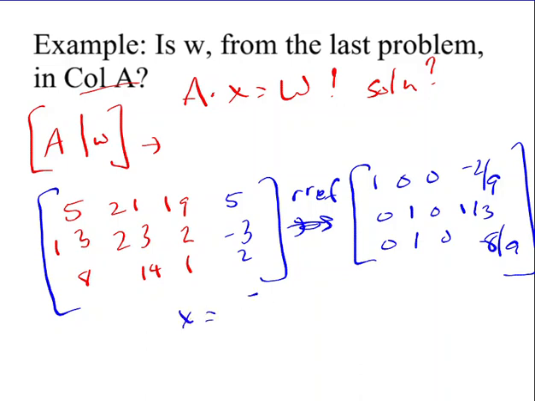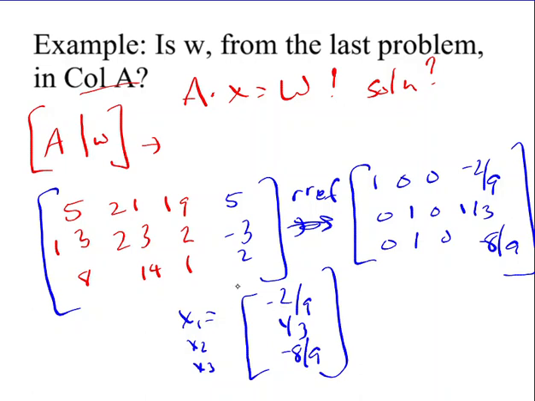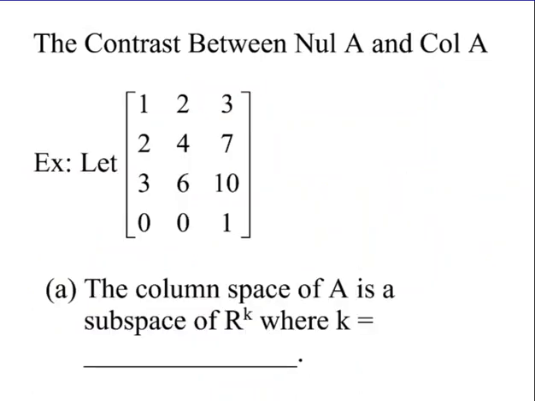Now we know what X is. X has to be X1, X2, and X3, and it has to be these 3 values. No values are free in this one. If I plug in -2/9 for X1, 1/3 for X2, and -8/9 for X3, that's the way I get to this point in space. So that is the contrast between the null space of A and the column space of A.